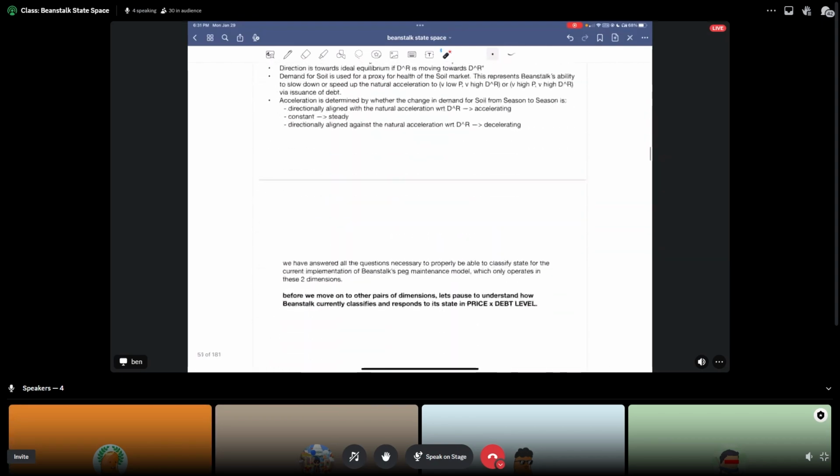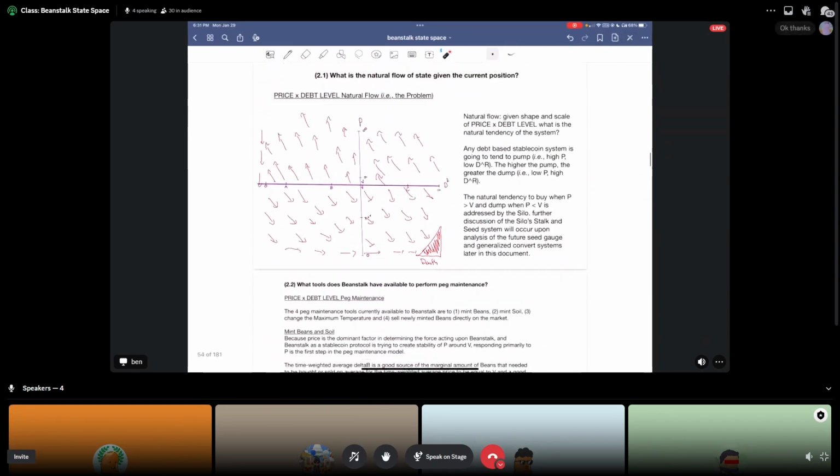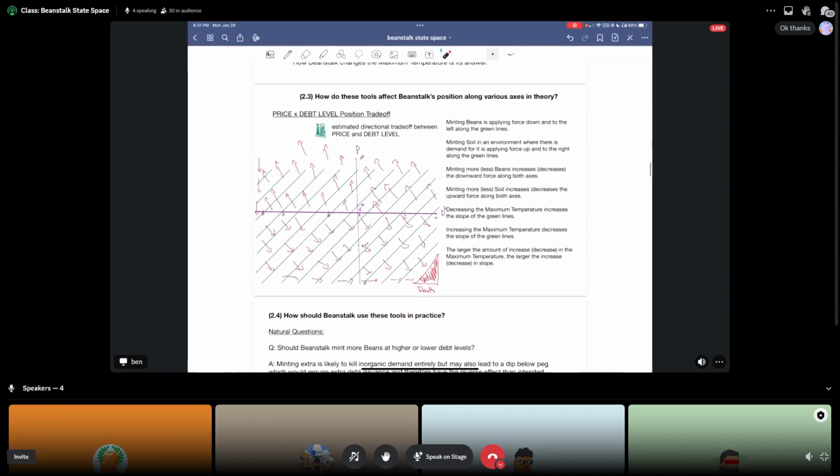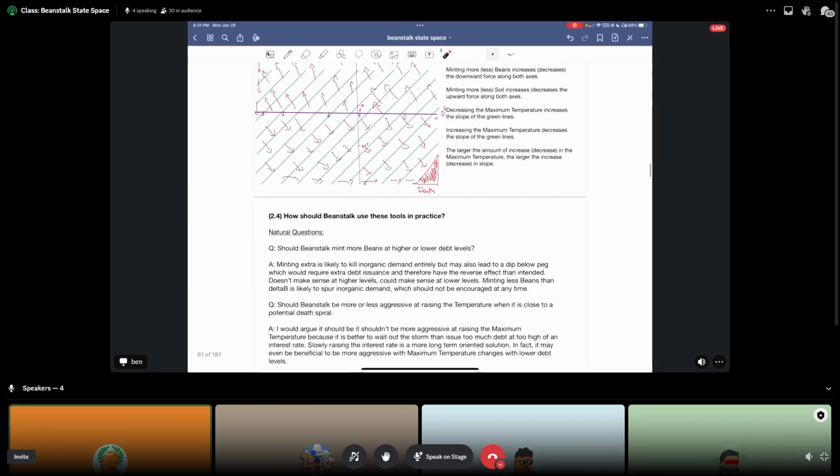Okay, where were we? We were here. Cool. Decreasing the temperature would basically increase the slope, so there's less of a trade-off. Increasing the temperature, more slope, more of a trade-off.